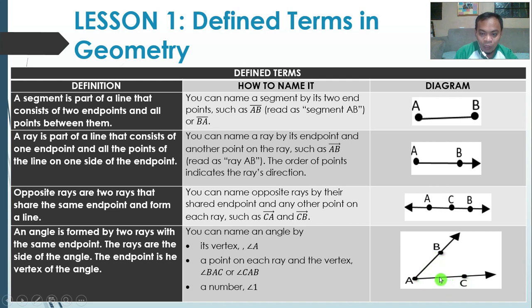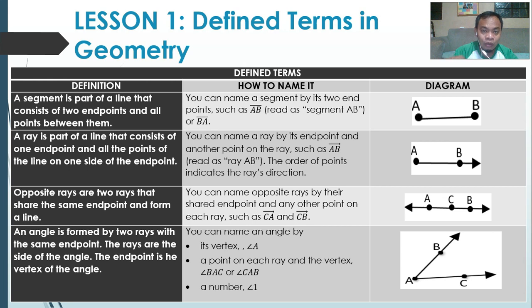We can name this one by its vertex. Our vertex is yung shared endpoint. Diba? Yan po yung tawag ng shared endpoint ng ating angle. So we can call this one angle A. Okay, angle A. Okay, a point on each ray and the vertex. So aside from angle A, we can name this one angle BAC. Okay, BAC, dapat nasa gitna si A kasi siya po yung vertex or shared endpoint.